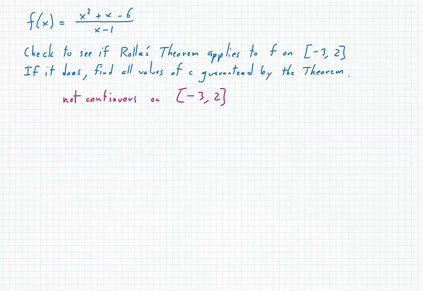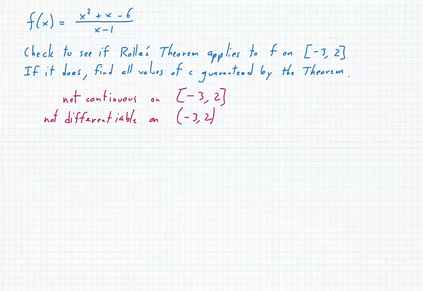Now, since we have that vertical asymptote, we know that we're also not going to have a derivative at that point. So kind of by definition, we are not going to be differentiable on the interval either. In this case, on the open interval. So we're not differentiable on -3 to 2.